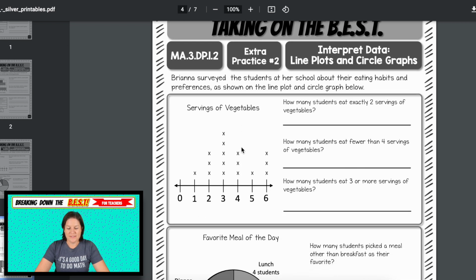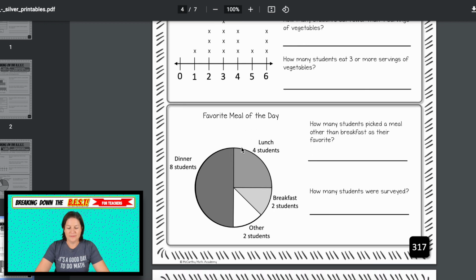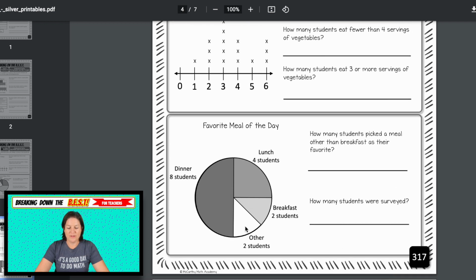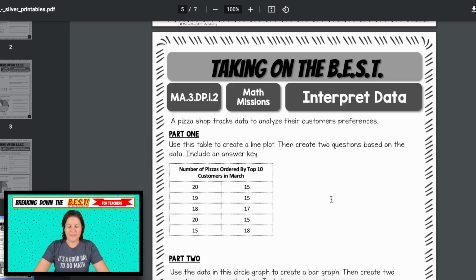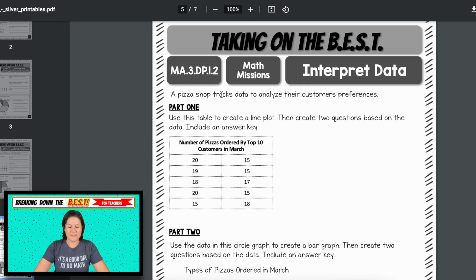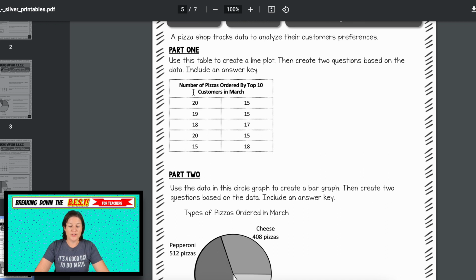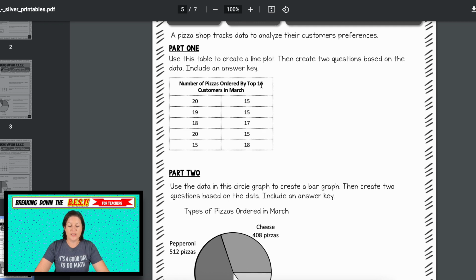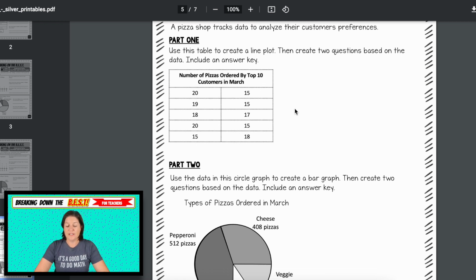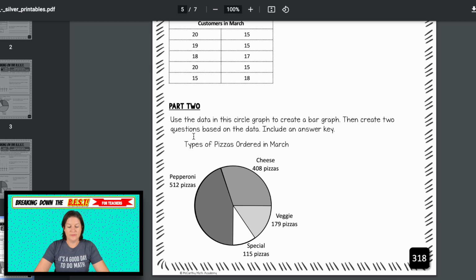And then for extra practice, same kind of thing. All right, get even more practice. You can see here we've got more equal things going on there. Then for the math mission, we're interpreting this data. It says a pizza shop tracks data to analyze their customers' preferences. Part 1, use this table to create a line plot, then create 2 questions based on the data. Include an answer key. So they'll have to use this data, create a line plot, and ask 2 questions with answers. Then we're going to use this data in the circle graph to create a bar graph. So use what we've got here, create a bar graph, and create 2 questions based on their data.